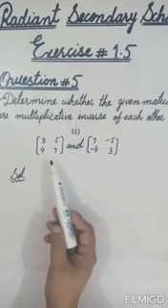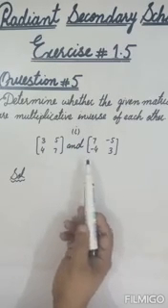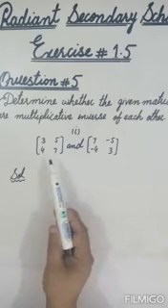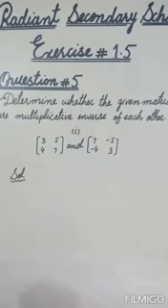Students, whenever we have to check whether the given two matrices are multiplicative inverse of each other, simply we have to find out the product of the given matrices, and if the product of the given matrices is equal to the identity matrix, then we can say that the given two matrices are multiplicative inverse of each other.